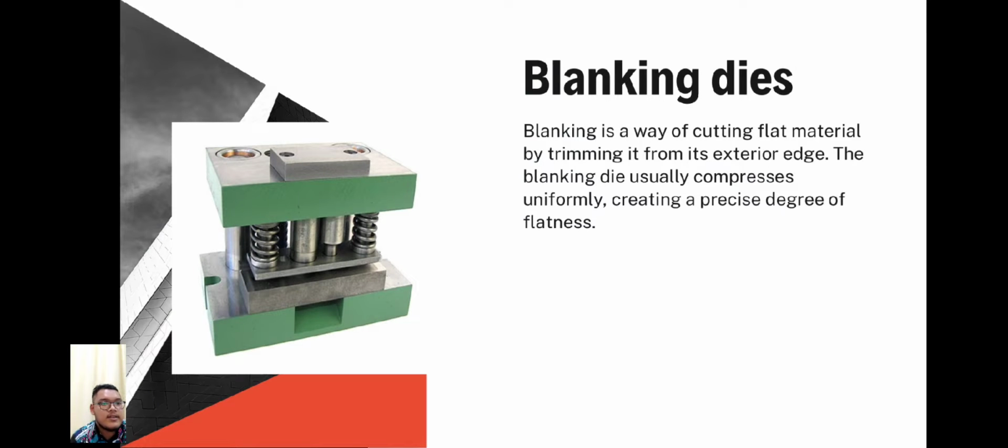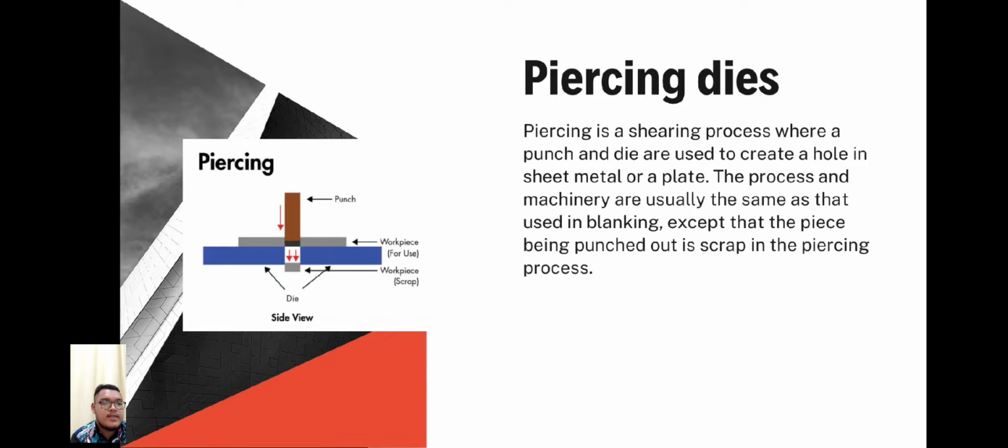For the blanking dies, blanking is a way of cutting flat material by trimming it from its exterior edge. The blanking die usually compresses uniformly, creating a precise degree of flatness. Next is the piercing dies. Piercing is a shearing process where a punch and die are used to create a hole in sheet metal or a plate. The process and machinery are usually the same as used in blanking, except that the piece being punched out is scrapped in the piercing process.